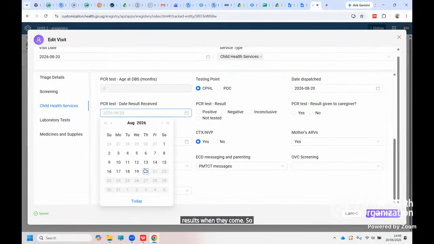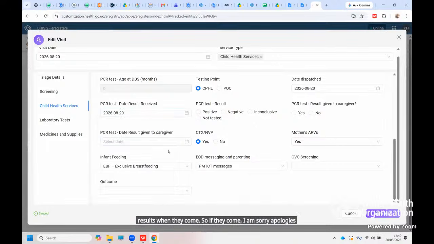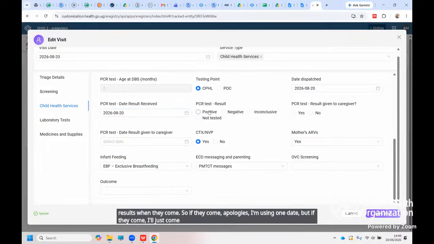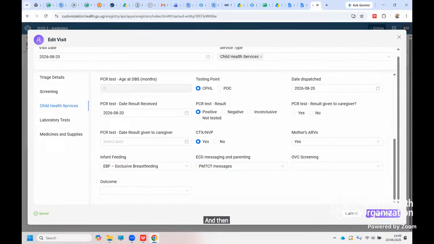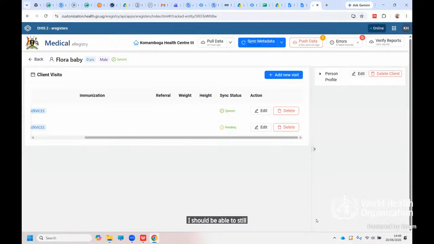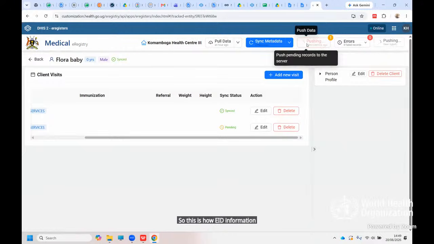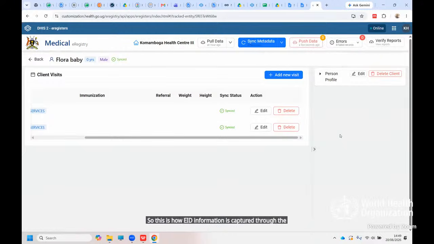If they come, apologies, I'm using one date, but I'll just come and indicate when they come, are they positive or negative? And then I should be able to still save my updated record. So this is how EID information is captured through the mother's profile, right from the time of registration.